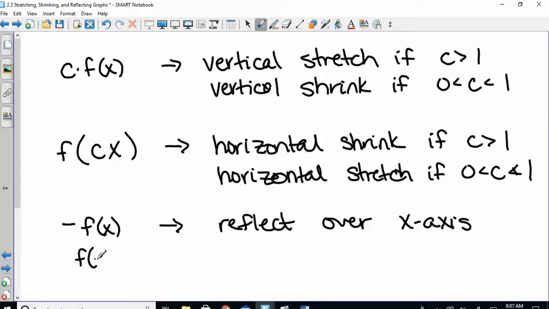And if there is a negative on the inside, so it would be taking my original graph, if I make my x's negative, where does it go? It reflects over the y-axis.